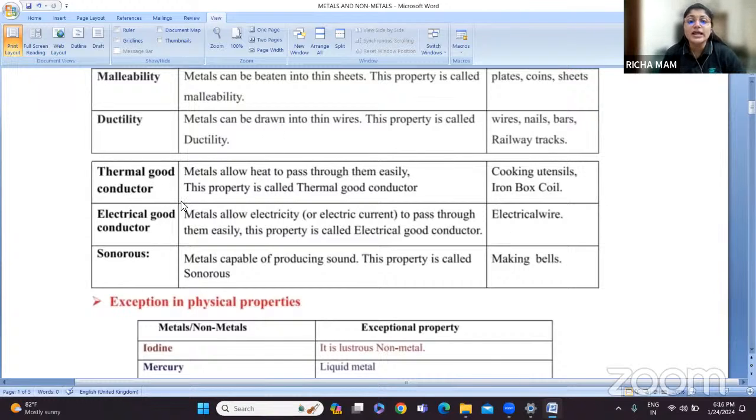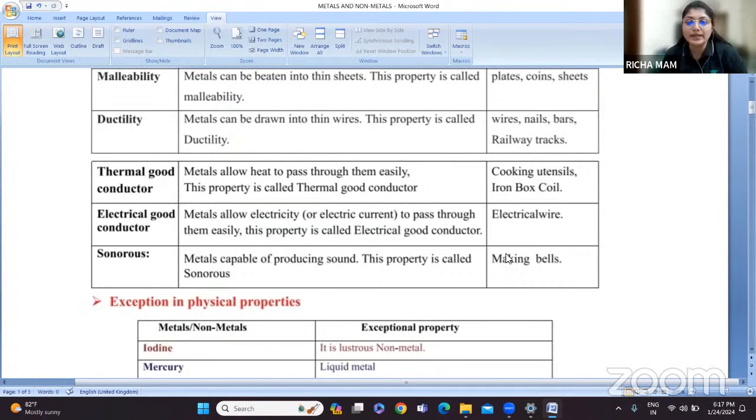Fine. Then metals also act as good conductors of electricity. For example, for the supply of electricity, how is the wiring done? With the help of metal. To pass the current easily, metals are used. Which metal is used? Copper metal. Metals allow the passage of electric current through them easily, and this property is called electrical good conductor. For example, the electrical wire.